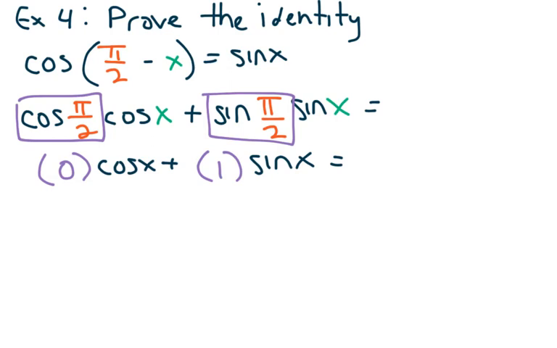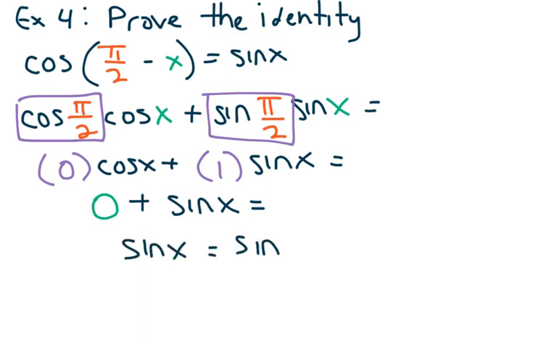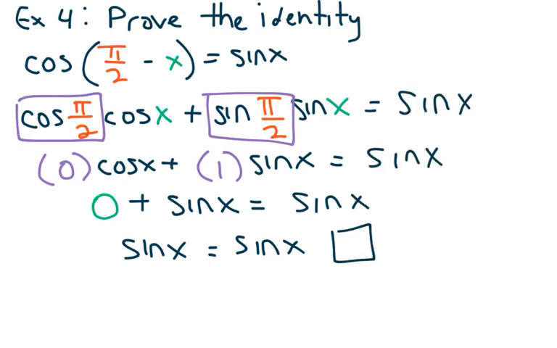Alright, let's clean this up. Anything times 0 is just 0. So this whole thing becomes 0. And then 1 times sine is just sine. Okay? 0 plus sine of x is sine of x. Oh, and that is what we wanted to prove. So we have proven the identity.